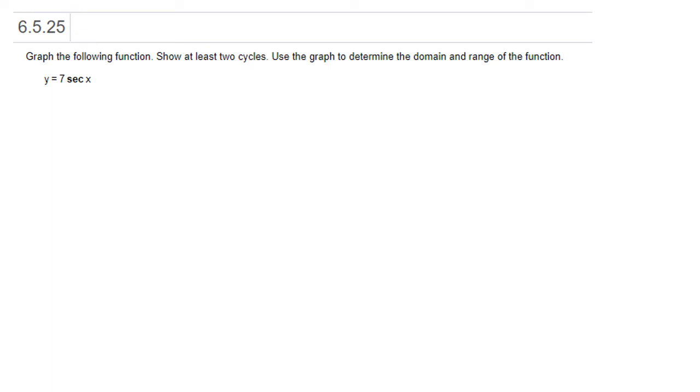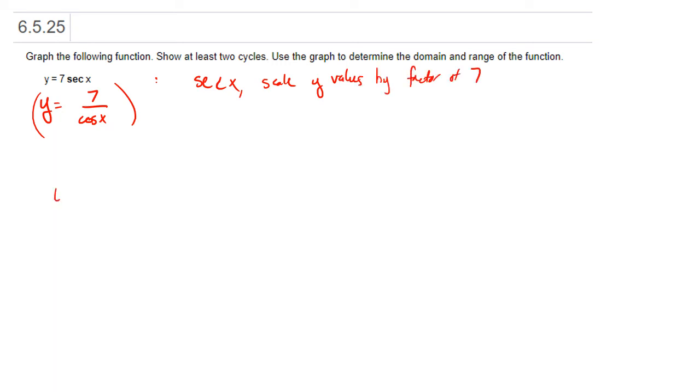All right, let's graph the following: 7 secant of x. I just want to point out that this is 7 over the cosine of x. So all we have to do is take the normal secant graph and scale the y values by a factor of 7. So let's turn our attention to just drawing secant of x, also known as 1 over the cosine of x.